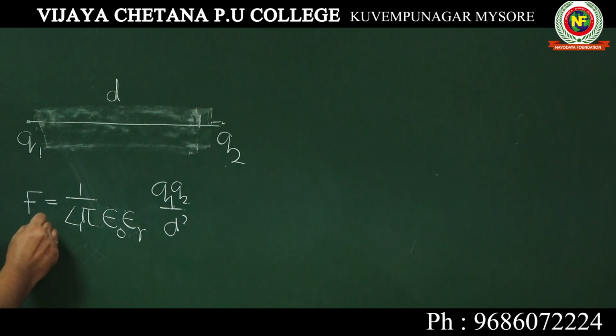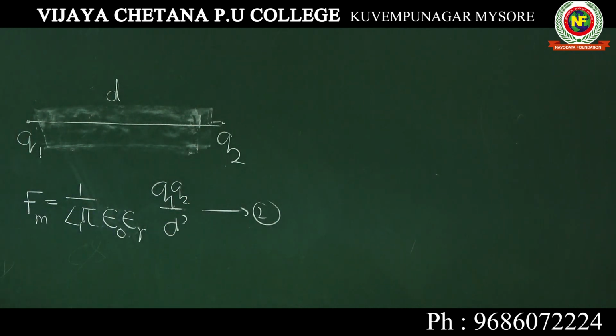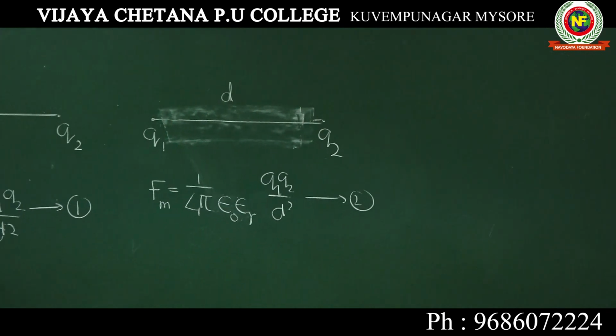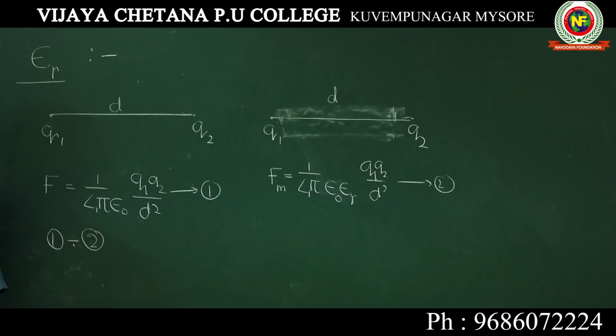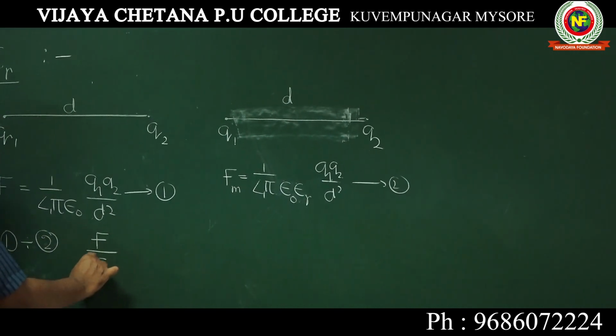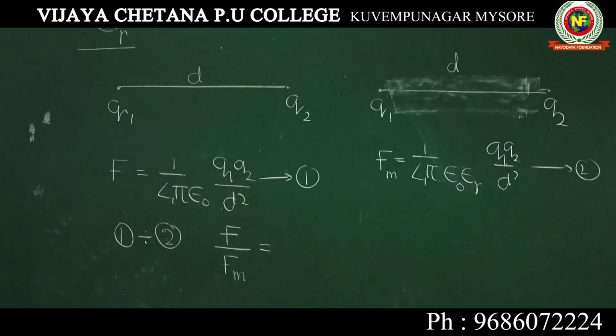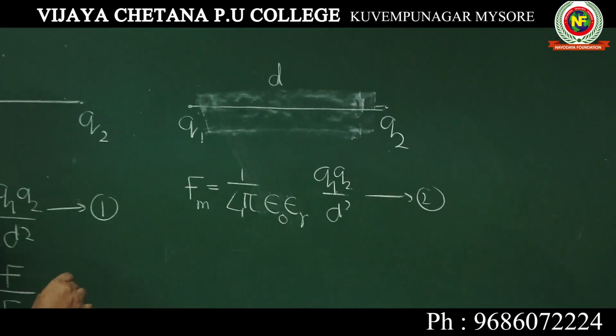This is in a medium. This is in air. Now to define relative permittivity, I take the ratio of the two. This is equation 1. This is equation 2. Take the ratio, 1 divided by 2. If you do, it is force in air by force in any medium.